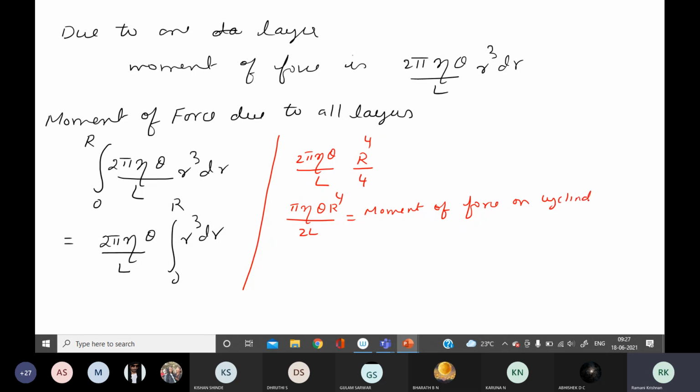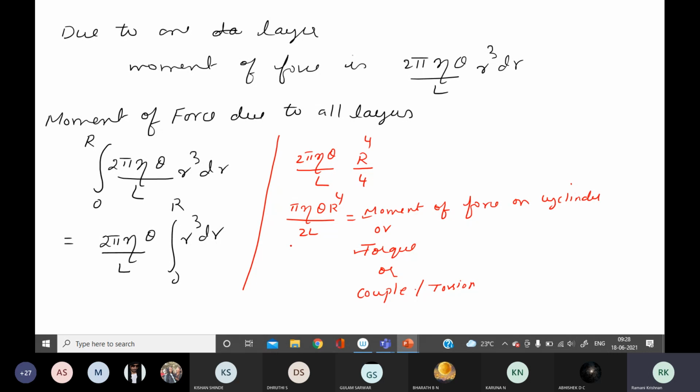This moment of force can also be called the torque acting on the cylinder, or a couple, or a twisting couple. These are different names. If asked to derive the expression for the torque acting on the cylinder, the moment of force acting on the cylinder, or the couple acting on the cylinder, it is the same answer. So this is the expression.